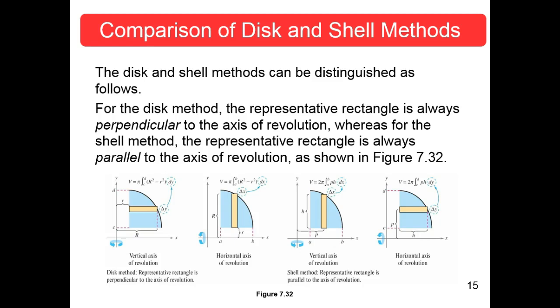Okay. The disk and the shell method can be distinguished as follows. For the disk method, the representative rectangle is always perpendicular to the axis of revolution, and for the shell method it is always parallel to the axis of revolution. Okay? So what are they doing here? This is the disk method, revolving around the y-axis, so your representative rectangle is perpendicular to the y-axis. So it's going around this way, so this will be a washer, not a disk.